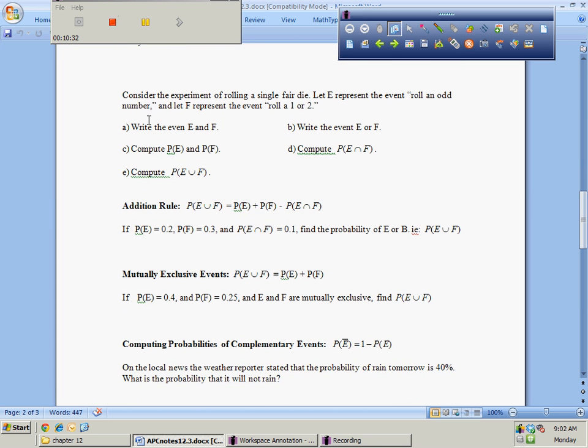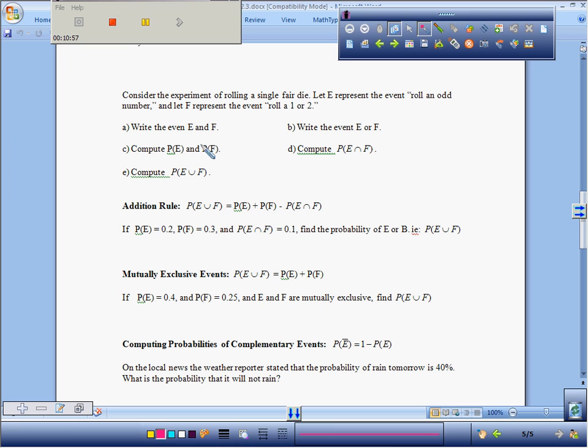Consider the experiment of rolling a single fair die. Let E represent the roll of an odd number and let F represent roll a 1 or 2. Write the probability of getting an even and an F. Oh, I think that should say the probability. Let F represent the event roll 1 or 2.